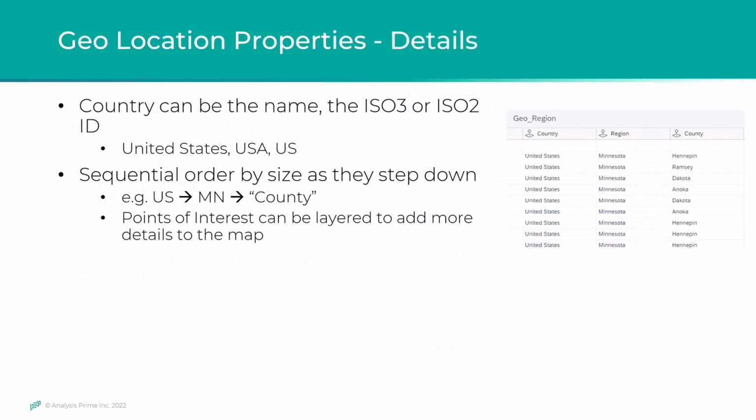Just a few notes on this as well. The country name can be the name of the country, specifically the name, the ISO 3 or the ISO 2 ID. Pretty much true of a lot of stuff in SAC. It's true here as well. So for example, the United States could be the United States, USA, or US.